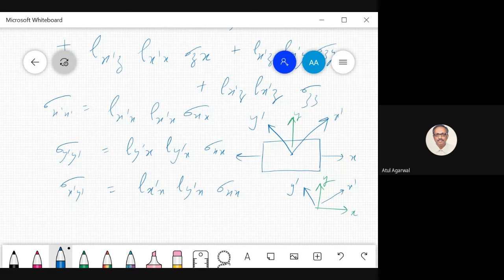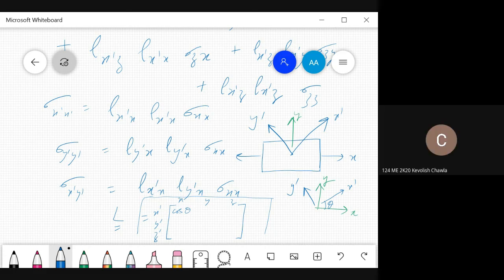What is my L matrix? I had told you earlier. You may not remember. So I take the terms like, here I write x prime, y prime, z prime. Here I write x, y, z. So I try to find the angle between x prime and x. What is this angle between x prime and x? I have taken as theta. What is cosine of this? Cos theta. What is the angle between x prime and y? 90 minus theta. So its cos becomes sine theta.